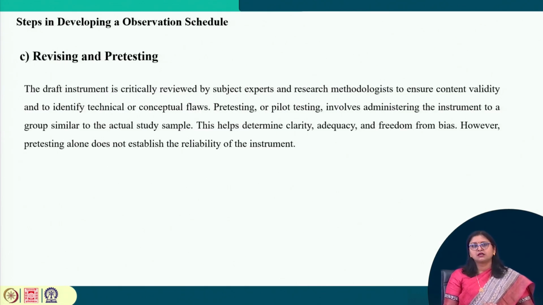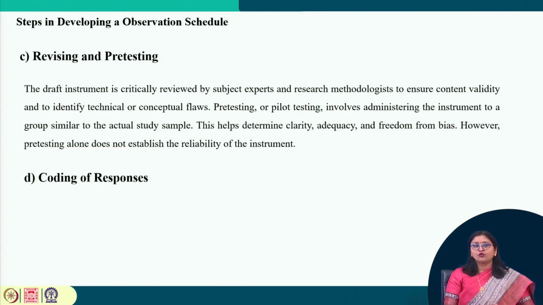Then the third step is revising and pre-testing. The draft instrument should be critically reviewed by the subject expert and research methodologists to ensure content validity and to identify technical or conceptual flaws, which should be corrected. Then pre-testing or pilot testing involves administering the instrument to a group similar to the actual study sample, and this helps us to refine our tool. This helps in determining clarity, adequacy and freedom from biases. However, pre-testing alone does not establish the reliability of the instruments.